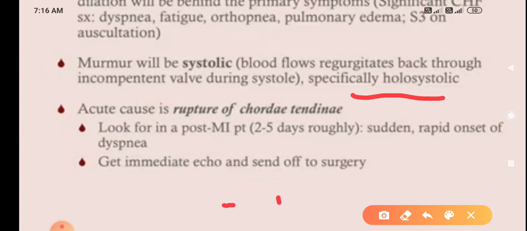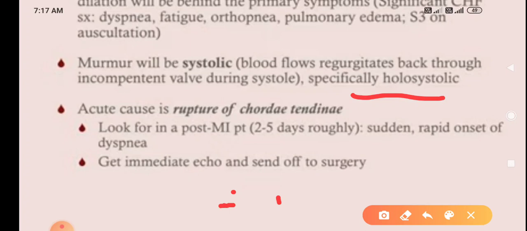Okay, why a systolic murmur? Because during systole, when the heart contracts, the blood from the ventricle moves into the aorta, and some amount of blood goes back into the left atrium also, due to valve regurgitation, due to any infarction or ischemia, which are responsible for mitral regurgitation. So there is mixing of blood. During systole, this process happens. That's why we say this is a systolic murmur, holosystolic.